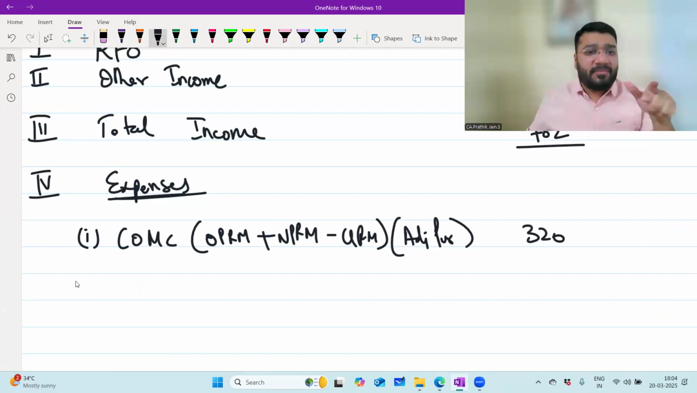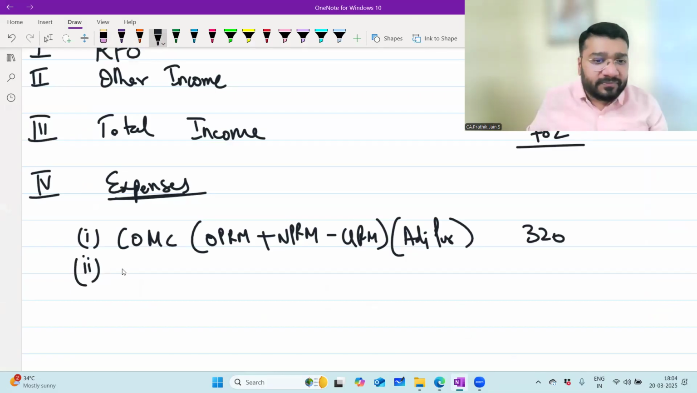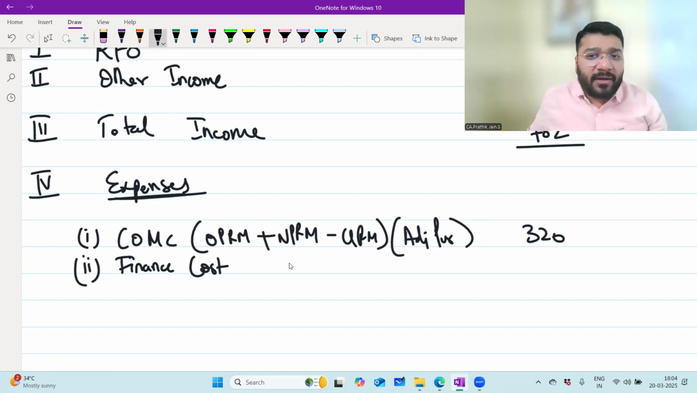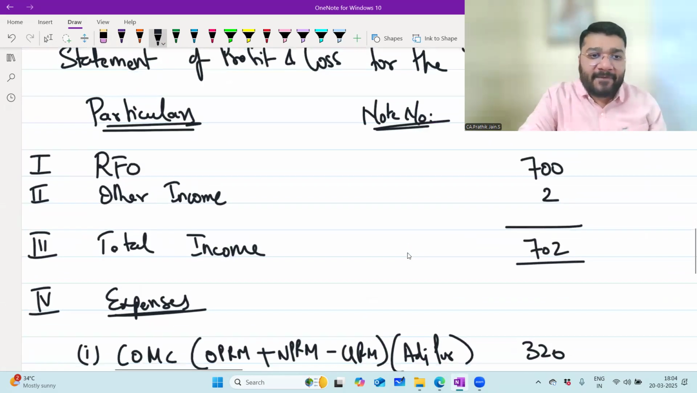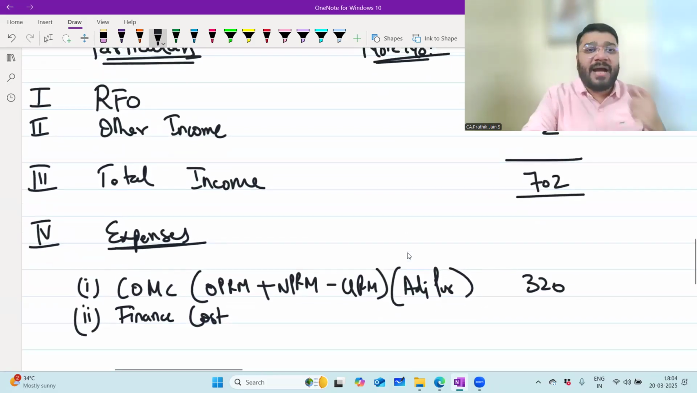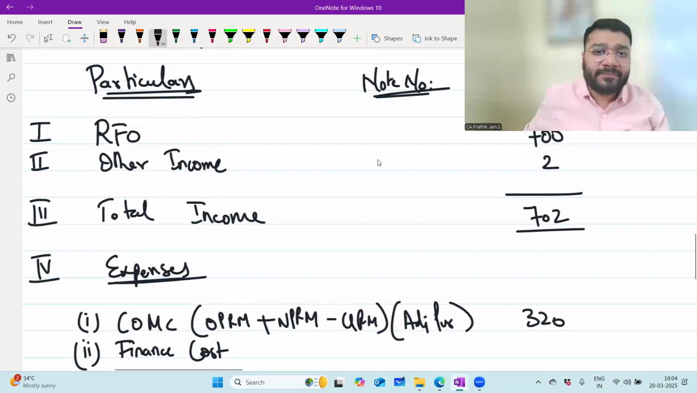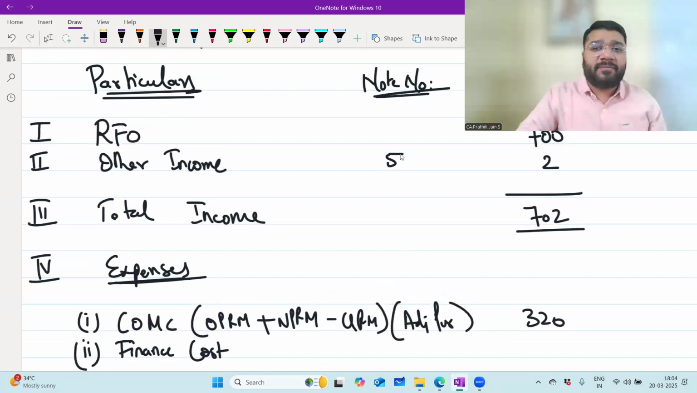Finance cost is there? Okay. Second item, finance cost. Note number 5. Other income, note is given? Okay. Note number what? 5.